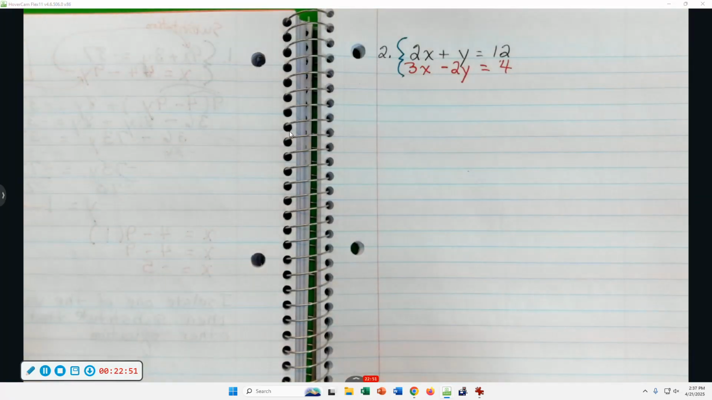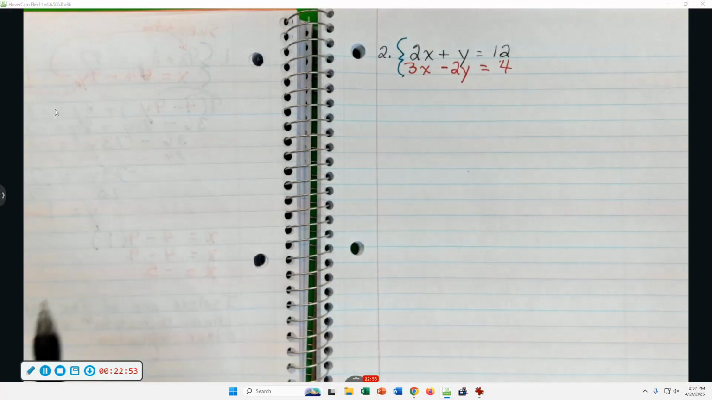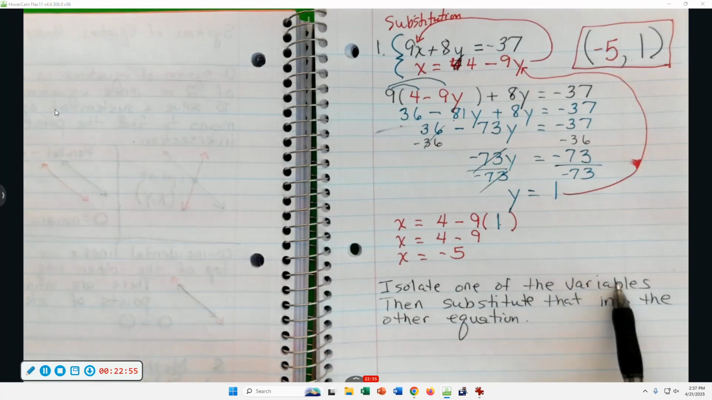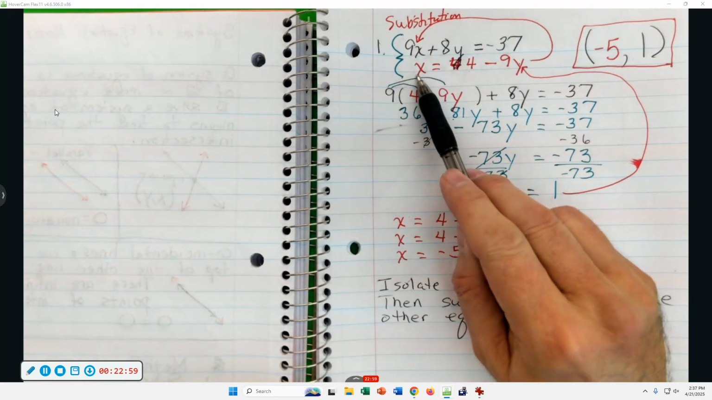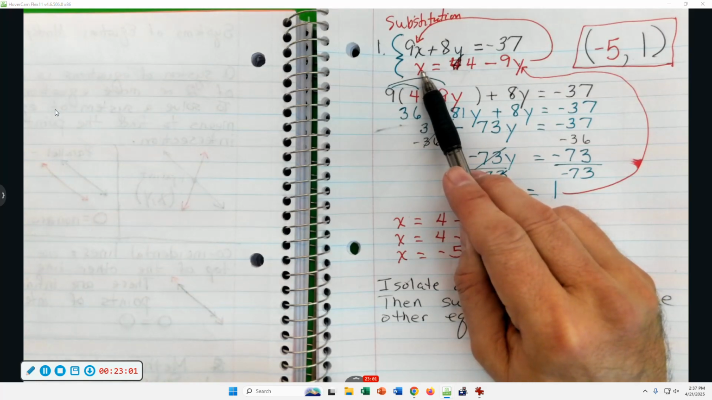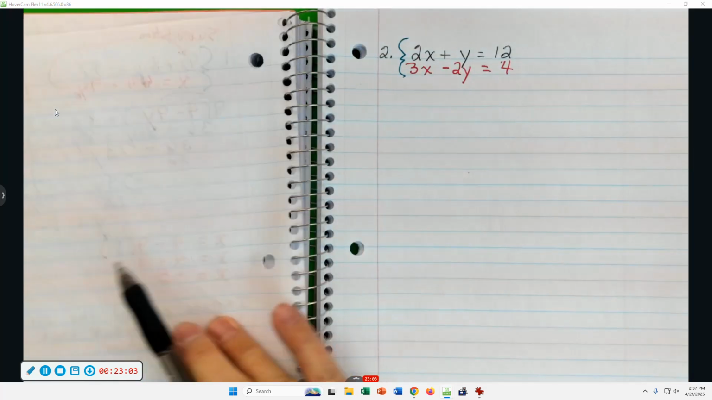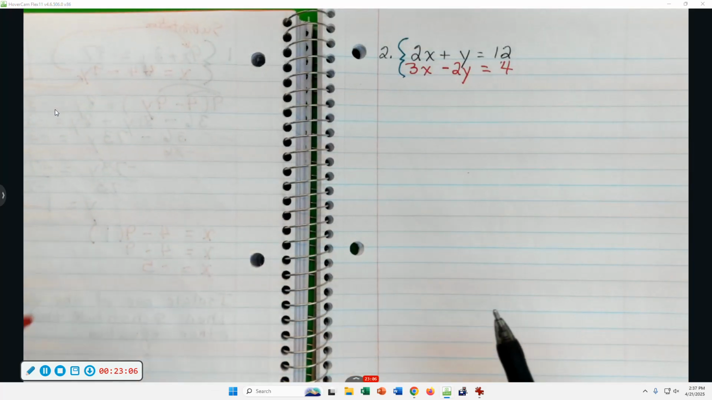If you're going to use substitution, you must have one of those variables isolated. Here, the red X was already isolated. Okay, look at number 2. There's one variable that would be the easiest to solve. If you're going to have to isolate a variable, you want to try to isolate one so you don't pick up fractions. There's one that you could isolate and not pick up any fractions.